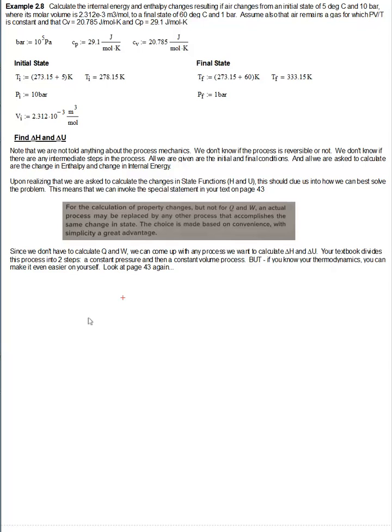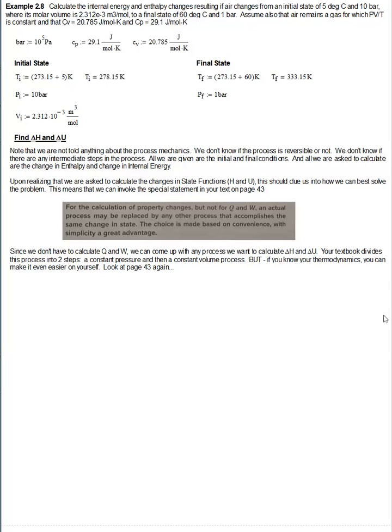46, what they do is they divide this process into 2 steps. They divide it into a constant pressure and then a constant volume process. That makes sense because the textbook in the pages before told you how to calculate delta H and delta U for constant pressure and constant volume processes. But that means you have to divide it up into 2 steps.